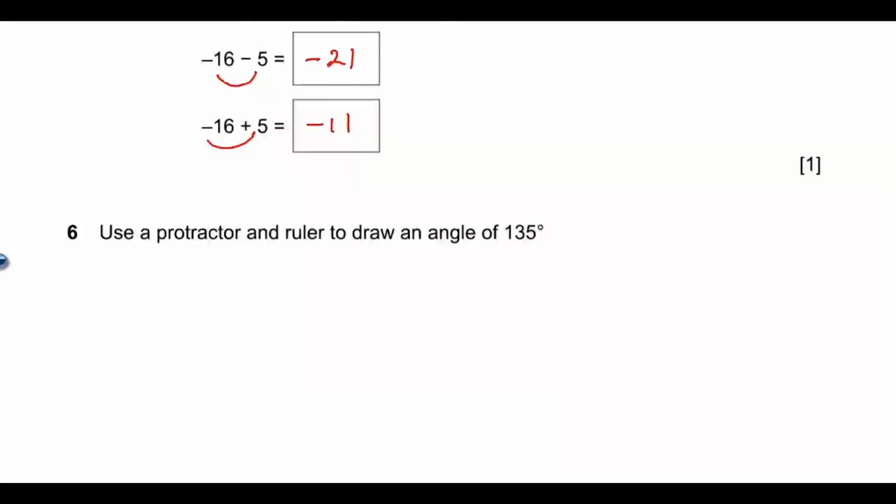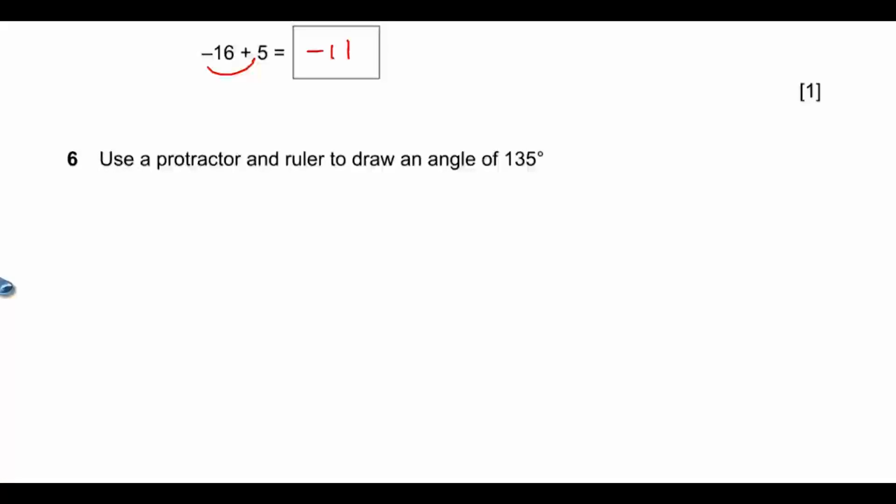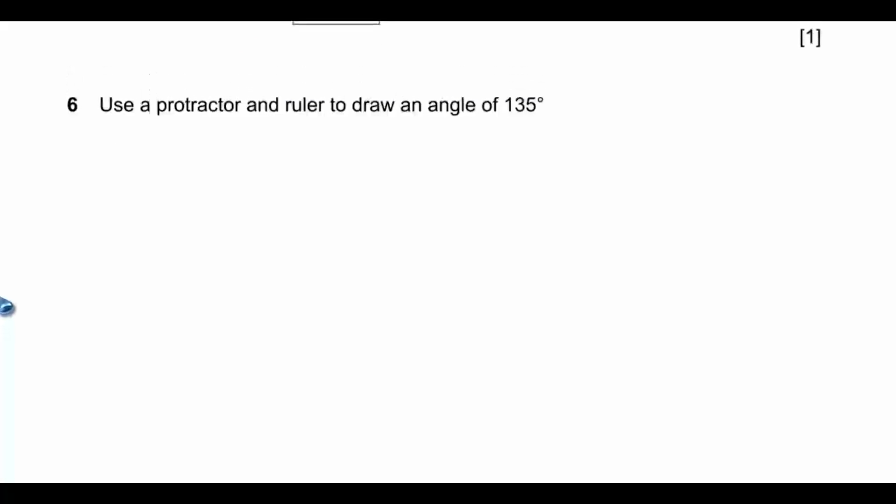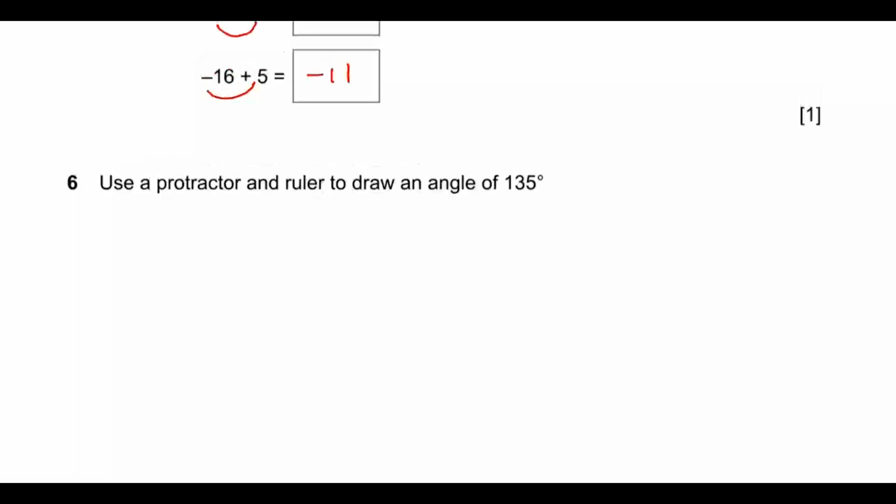Question 6, use a protractor and a ruler to draw an angle of 135 degrees. So this is construction. You just have to take your ruler and protractor, then you can construct this angle. For me, I'll just make use of a point. Instead of a ruler, I can easily draw a line like this. So this will be my line. It's the same as using a ruler.